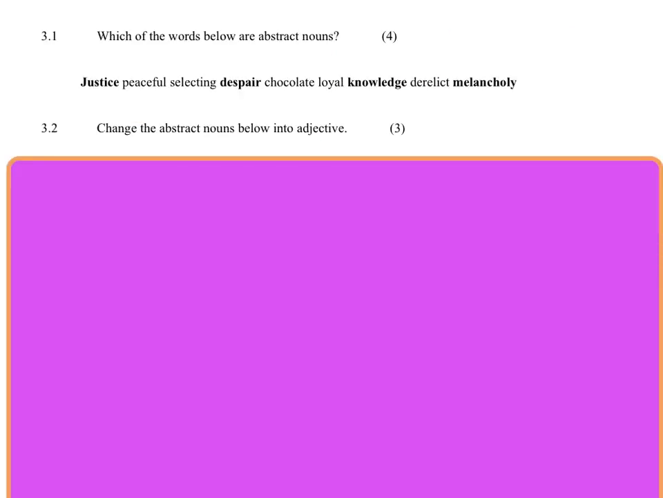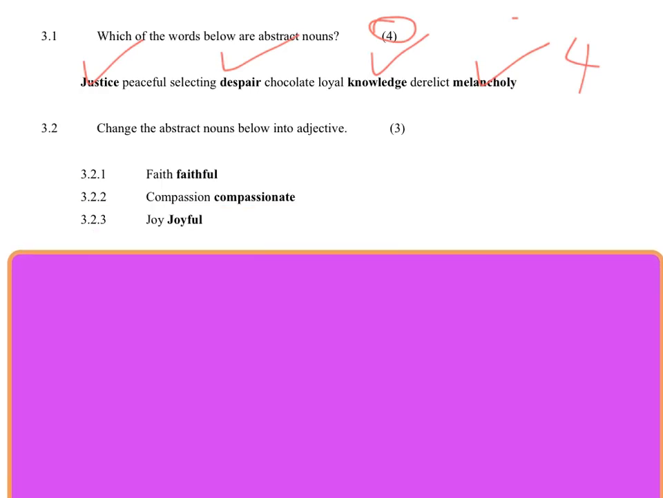Let's move on. Here you can check the abstract nouns. Those are the only 4 that you should get for the 4 marks. If you've ticked 5 or more, then you have to minus marks for each extra one that you've ticked, and so you get a maximum of 4 there. Then, changing these abstract nouns: faithful, compassionate, joyful, all of those could describe a noun.